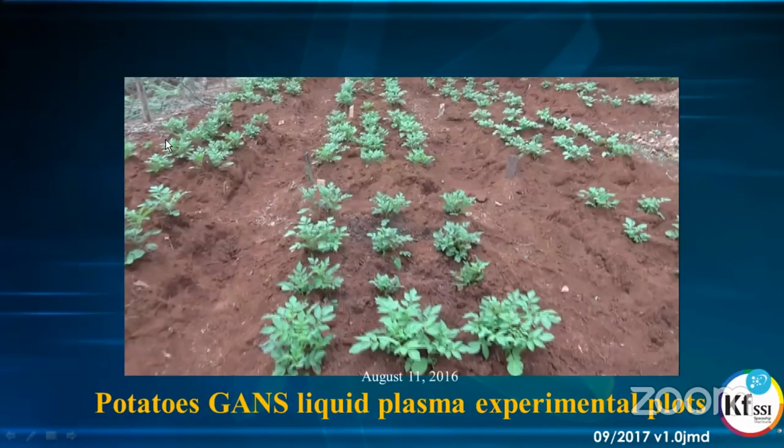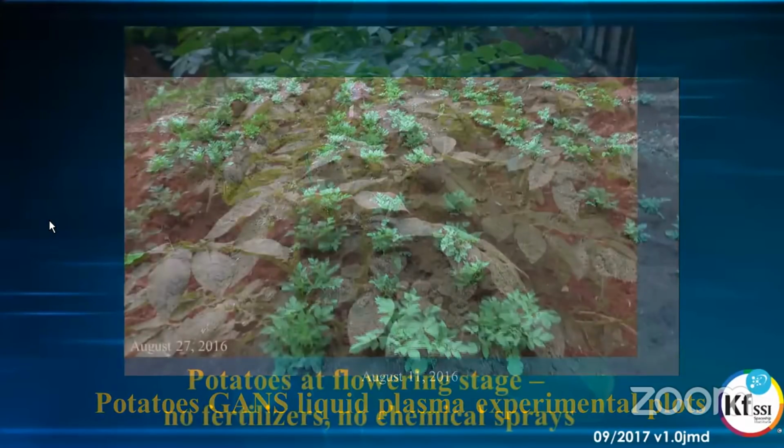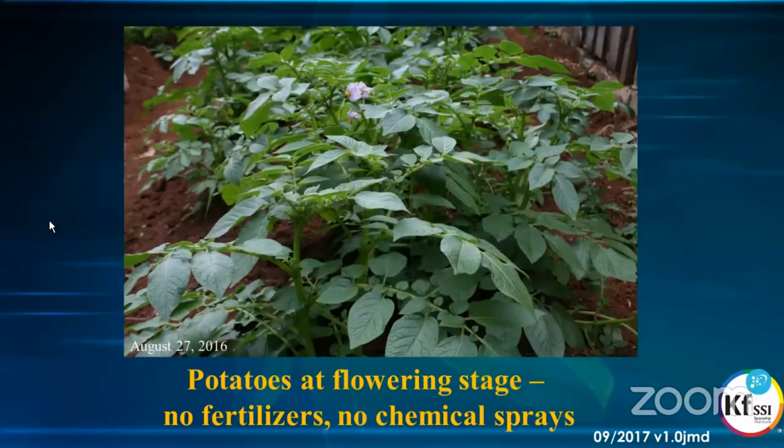So the basic thing to learn is that when you're testing, you separate the fields, keep some distance, and then you can test which one is effective for you, because environments are not all the same. So this crop was very vigorous. I did not apply any fertilizers. I did not apply any chemical sprays. You can see how healthy that crop is. This was just GANS, liquid plasma.